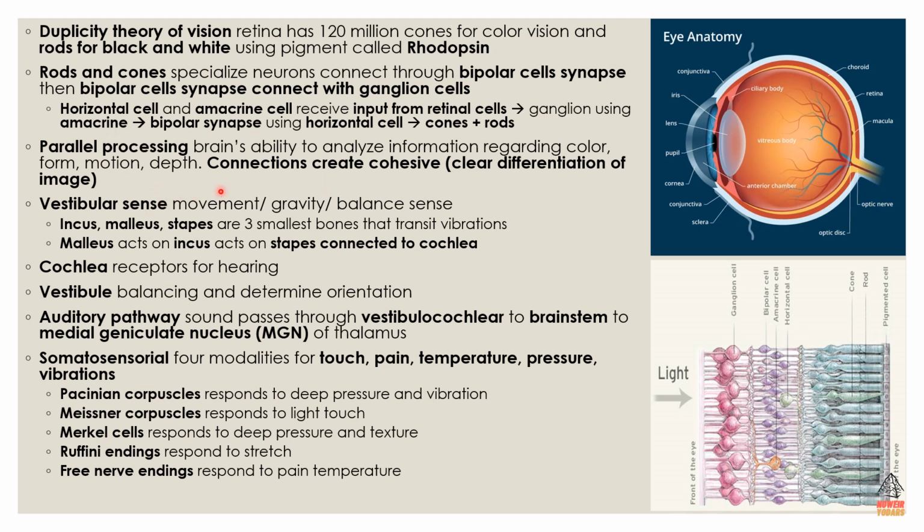Next, the brain has an ability called parallel processing. Parallel processing is the brain's ability to analyze information regarding color, motion, depth, form, etc. And then when it analyzes this, it makes connections to create an image, and it creates a cohesive image, which means a clear differentiation of an image. So for instance, you look at a picture of a cat, and then you're able to analyze it has ears, it has whiskers, it has eyes, what color is the cat, what shape is the cat, is the cat fat, is the cat thin, etc.